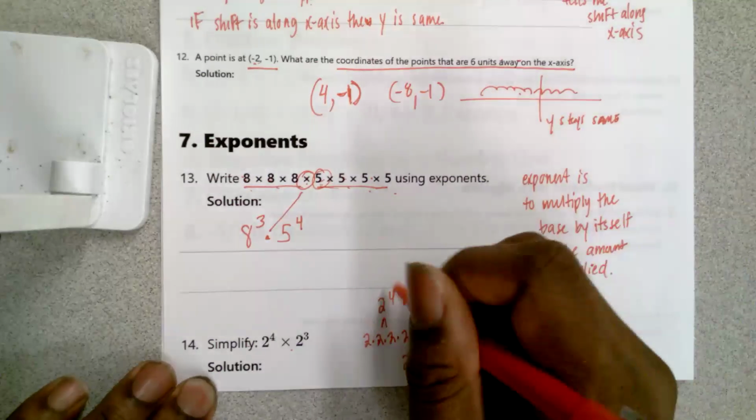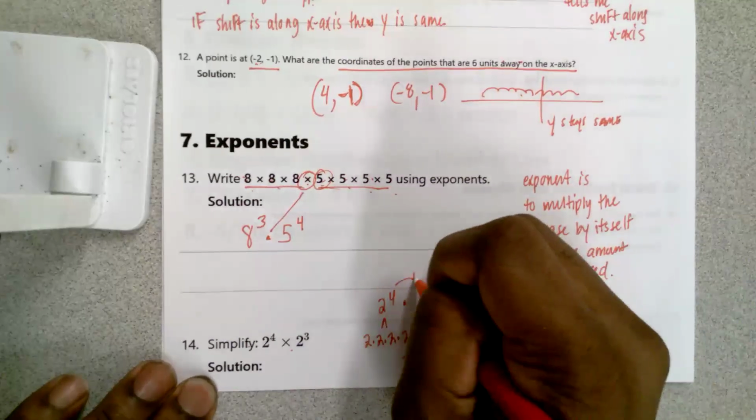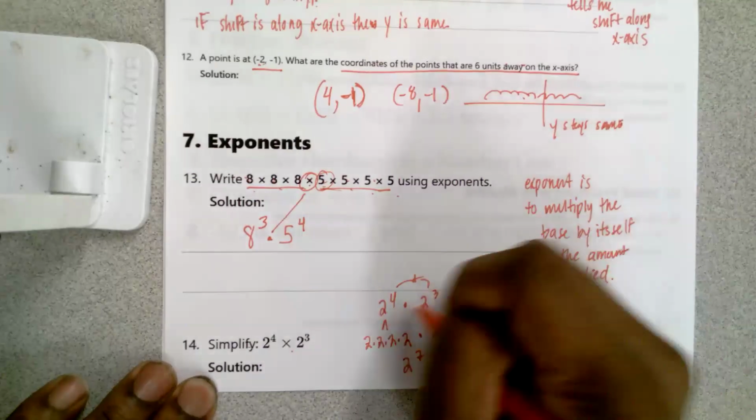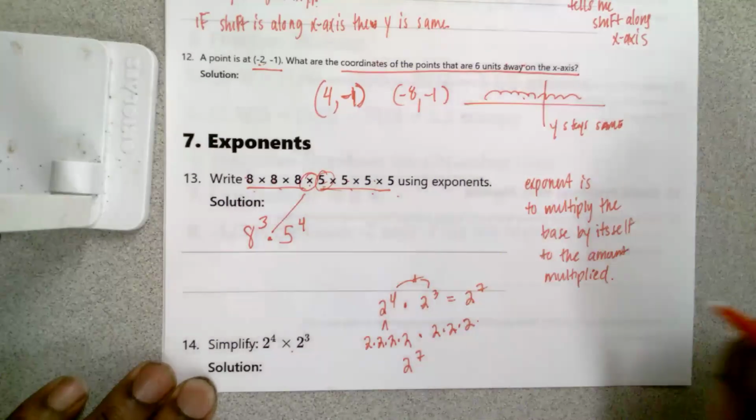Also, when you have the same base with different exponents, you can go ahead and add these exponents. So 2 to the fourth times 2 to the third is going to be 2 to the seventh power.